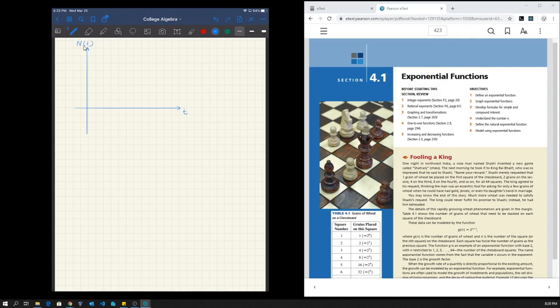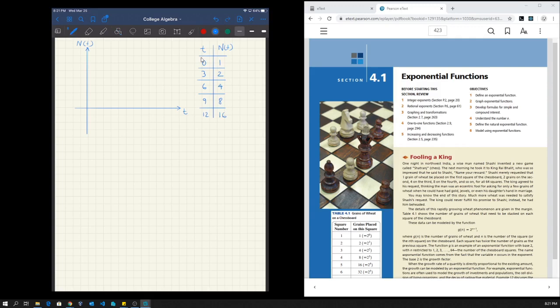So, what do we know? Let me see if I can write a little table here. We have t, and we have n of t. At t equals 0, first day, one person infected. How long does it take to double? 3 days later, 2. Another 3 days later, so 6 days later, this will be 4. Then 9 days later, this will be 8. Then 12 days later, this will be 16. And there you have it. You've got yourself a little table.